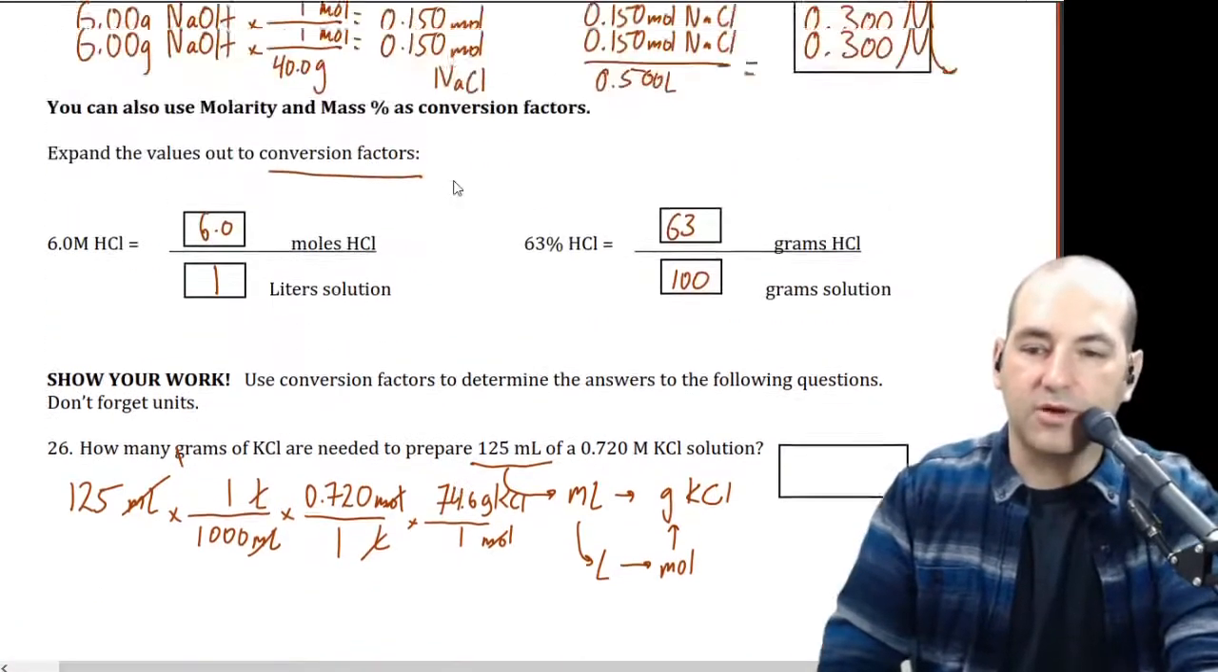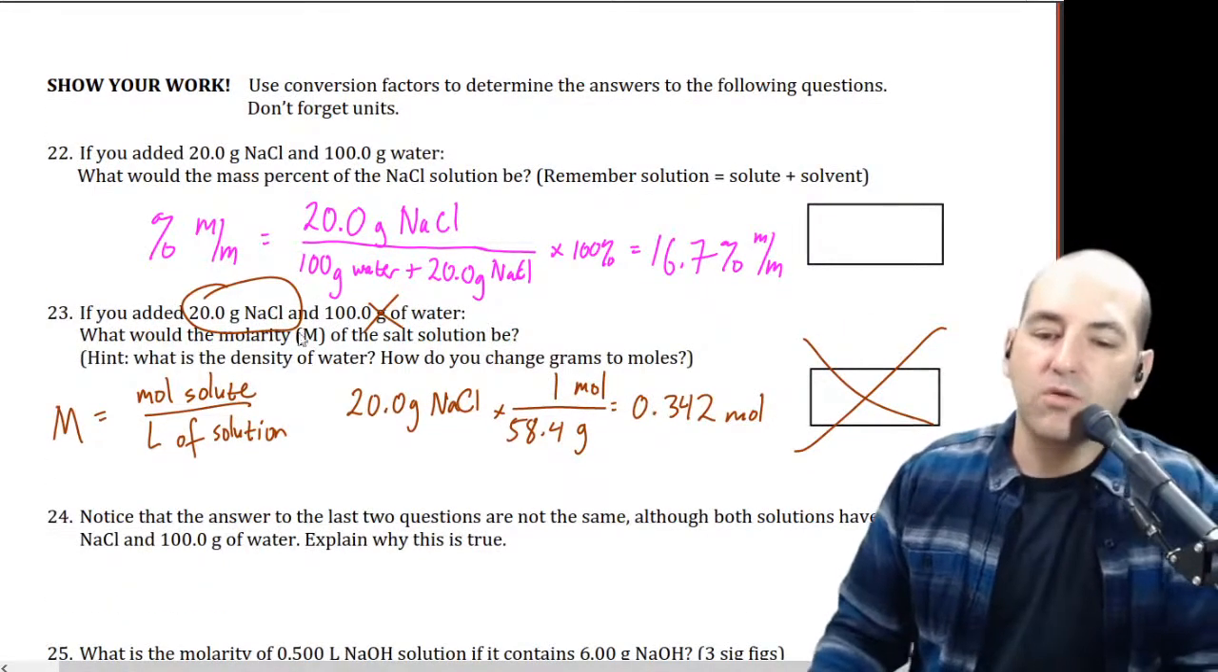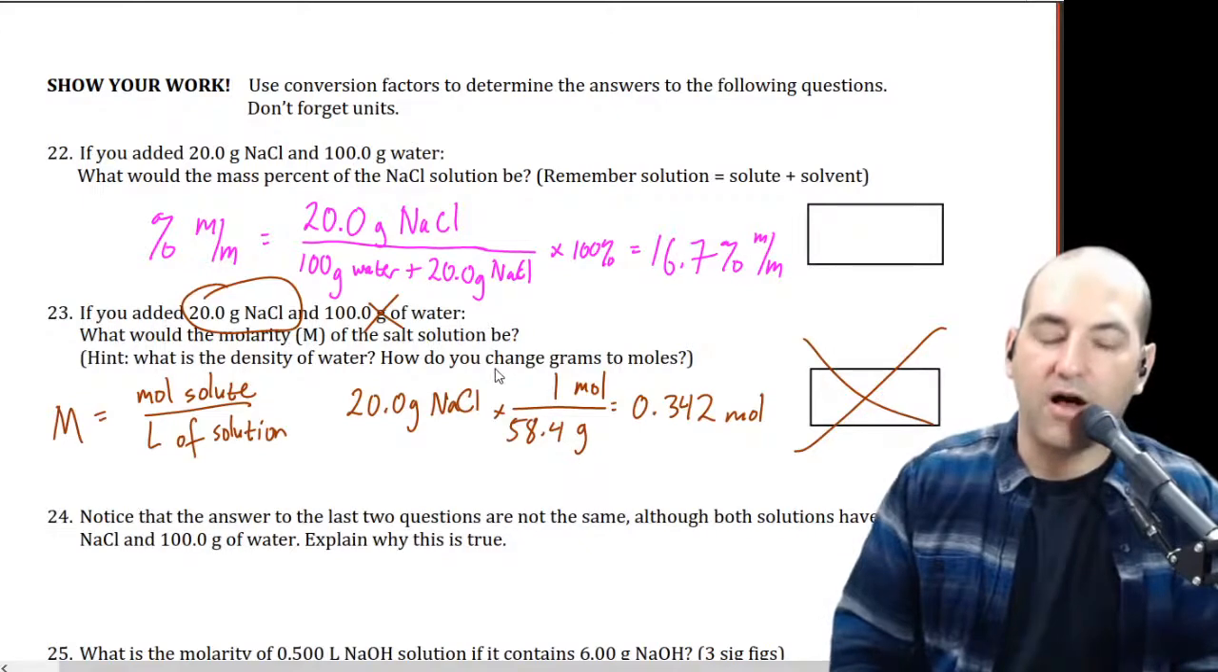All right, let's go back up to number 23. Why can't we solve this? We can't solve it because we don't know the volume of the solution.